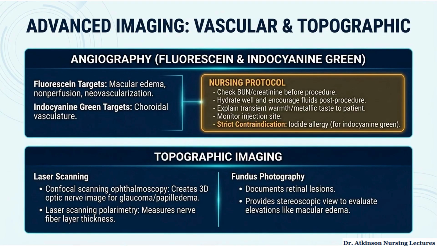Angiography includes fluorescein angiography and indocyanine green angiography. Fluorescein angiography is used to evaluate macular edema, non-perfusion, and neovascularization. Indocyanine green angiography is used primarily to evaluate the choroidal vasculature.